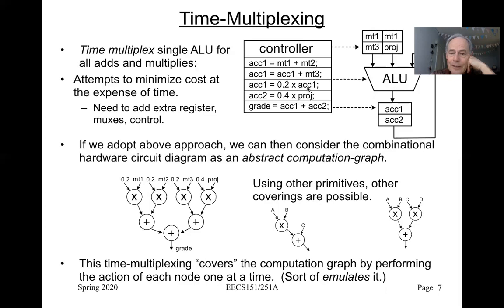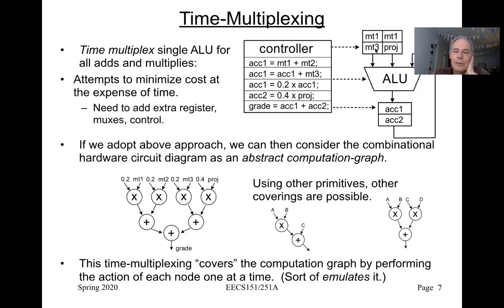Okay, and then on the next cycle, we can multiply 0.2, maybe it's hard-coded in here, to the accumulator 1 value. And then on the next one, we can multiply 0.4 times the project score, and that puts it in accumulator 2. And then on the final cycle, we can add the two accumulators together, and we'll get our result, and that's the final grade. So I didn't show all the details here, but you get the general idea about how we take this computation and spread it out in time.